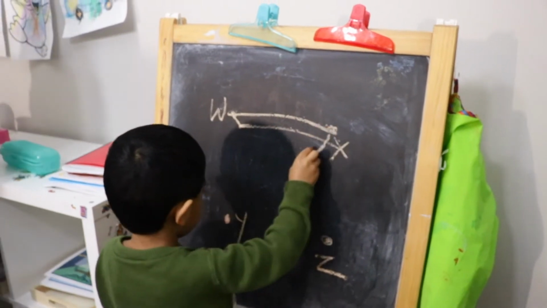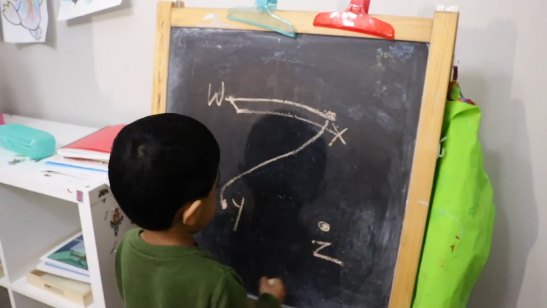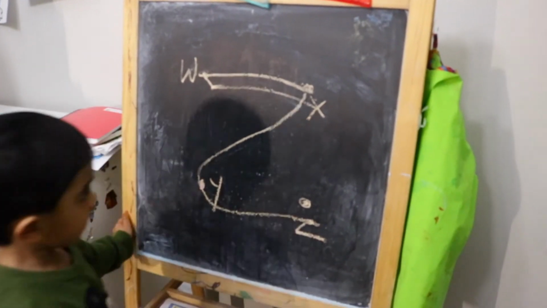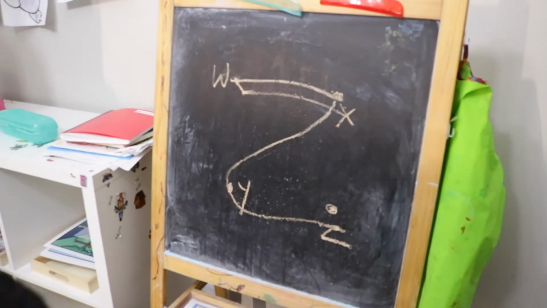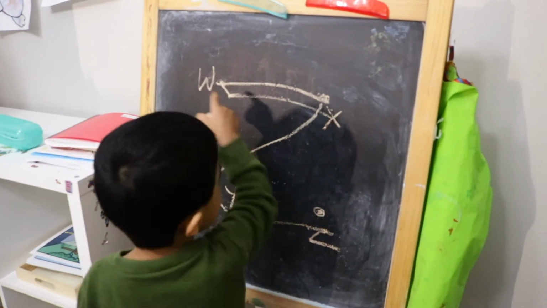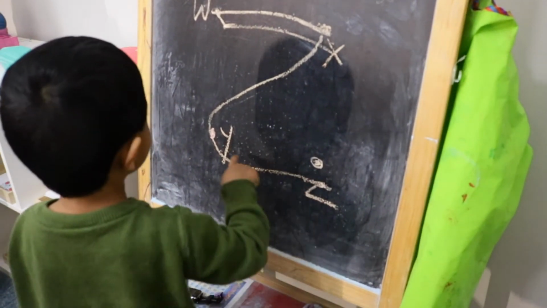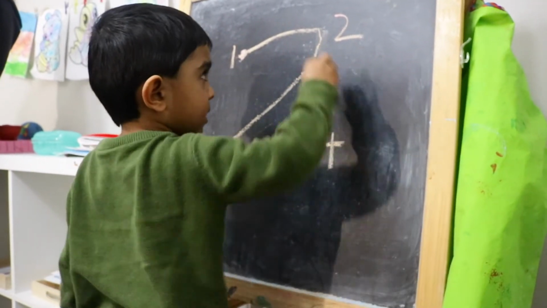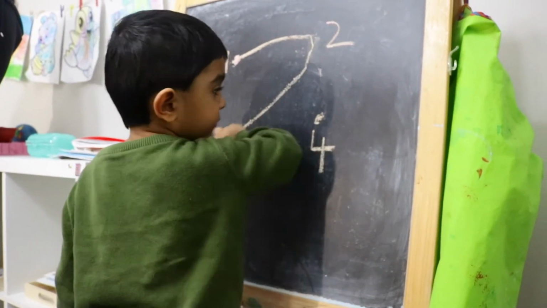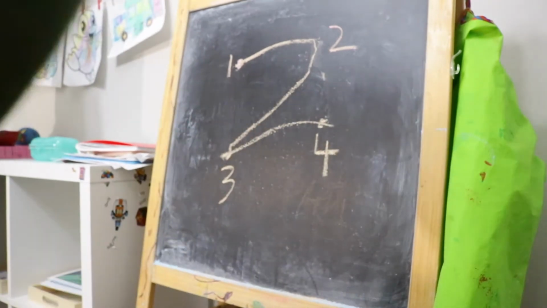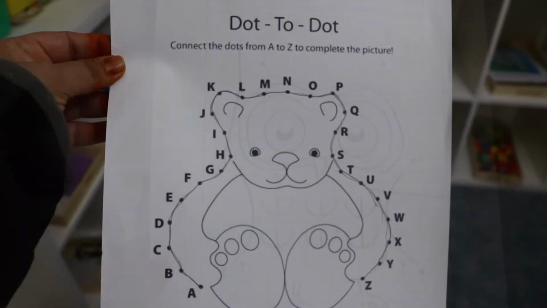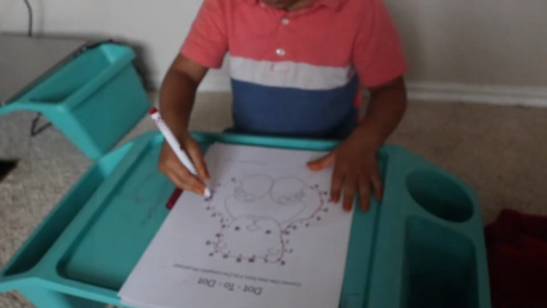X, after X, Y. After Y, Z. Z. Correct. W, X, Y. Two के बाद 3. Okay, 3. What comes after 3? 4. 4. Number 2. Also, I have updated some of the free printable resources in the description box below.